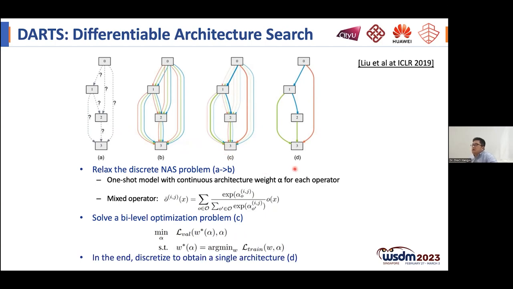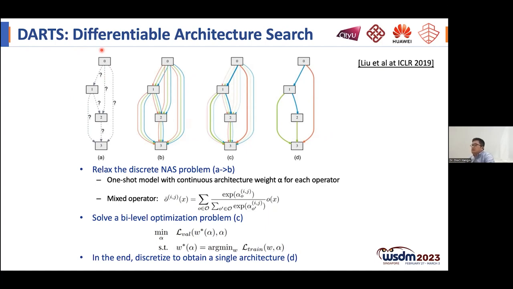Then the last step in DARTS is to discretize each of these edges again. They only keep the strongest edges and the weaker edges just go away. And then you have a single architecture again, not this weighted sum manner. So that's the DARTS approach.